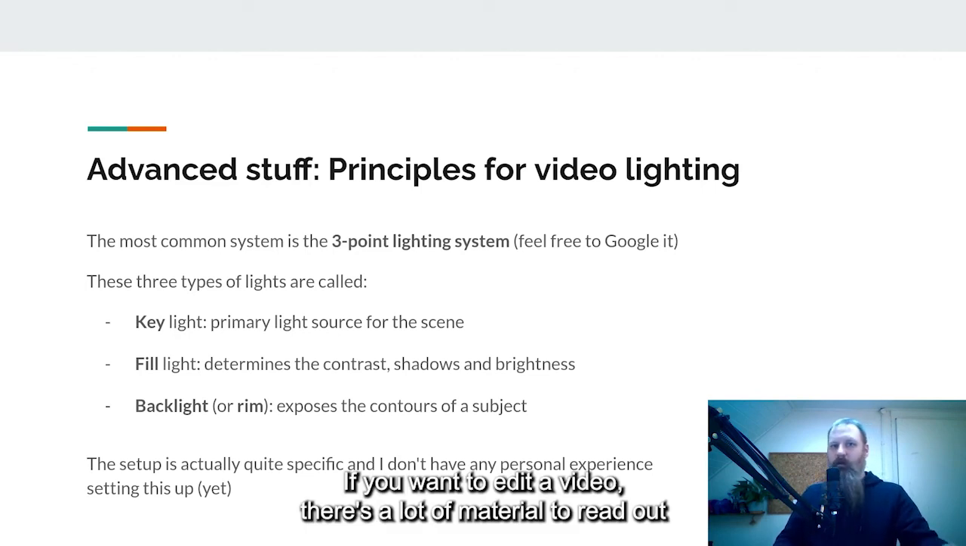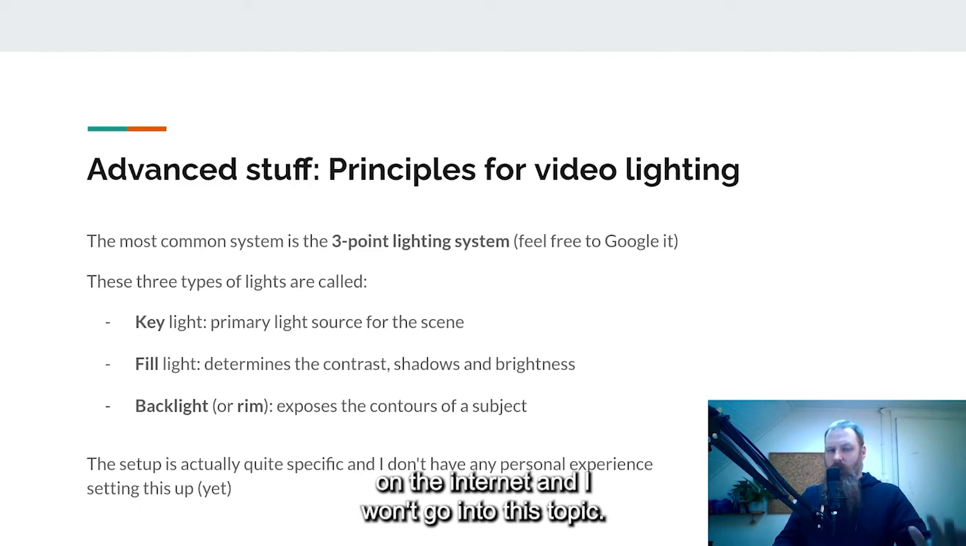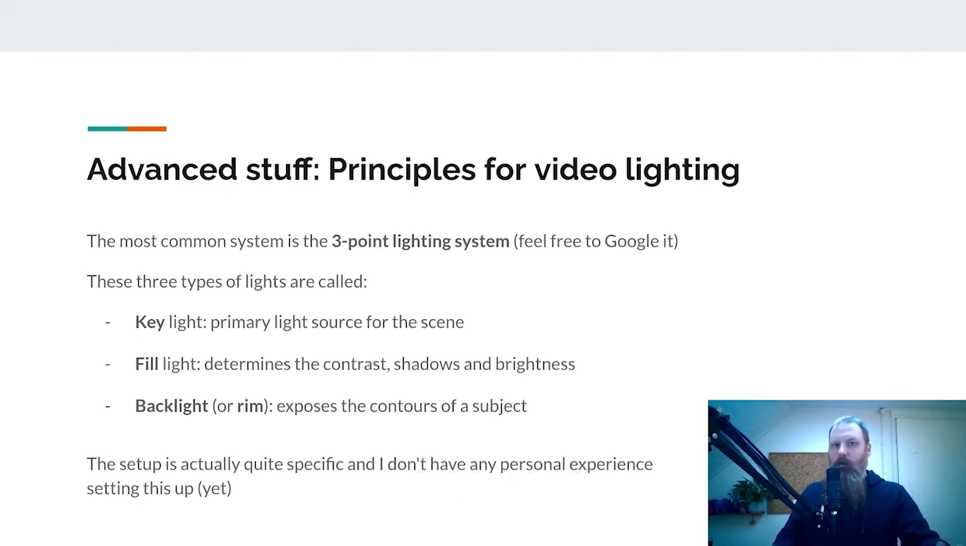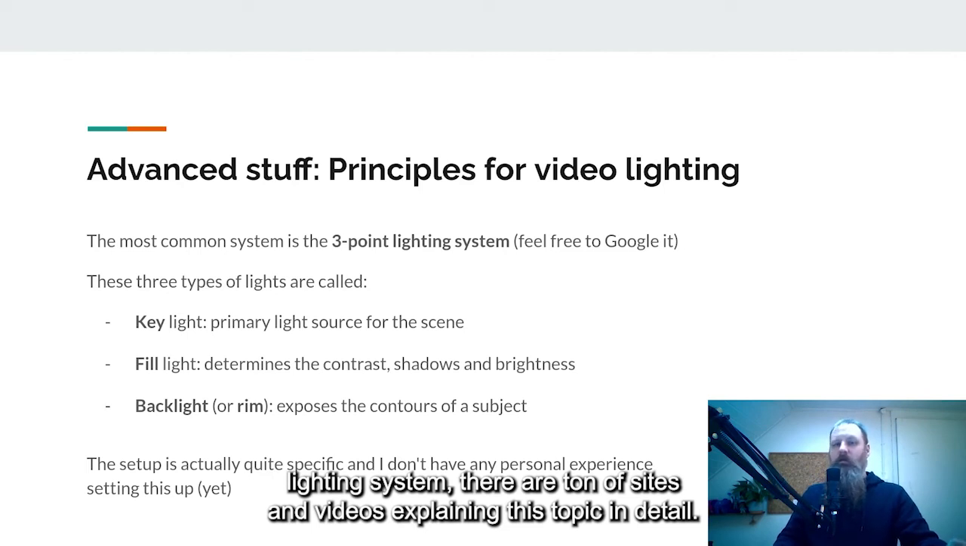If you want to edit video, there's a lot of material to read on the internet, and I won't go into this topic now. If you Google for 3-point lighting system, there are a ton of sites and videos explaining this topic in detail.